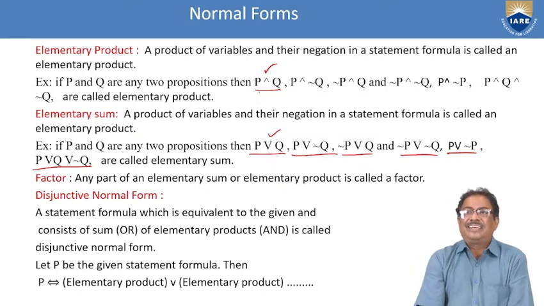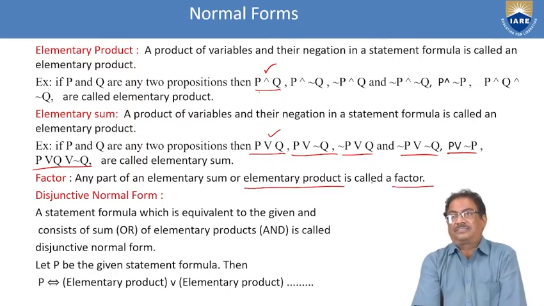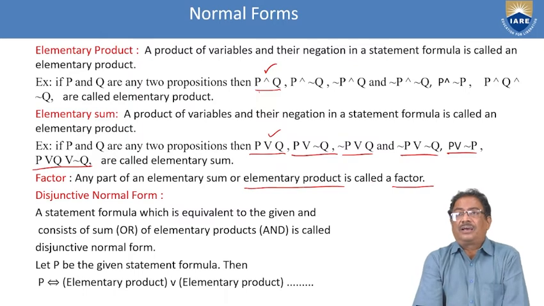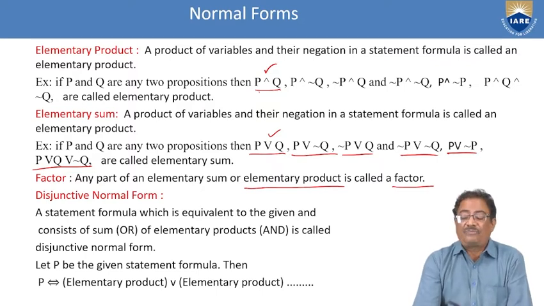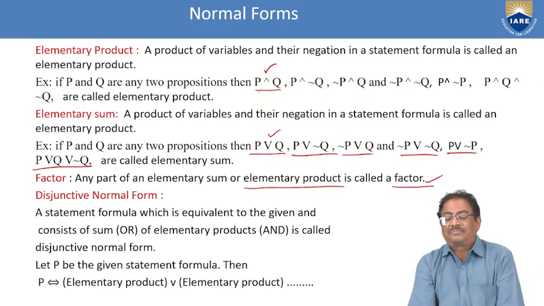We are calling them factors, elementary factors. Factors simply we can call them. So P and Q, as a part of the elementary sum or product, is called a factor. So here P is one factor and Q is another factor.